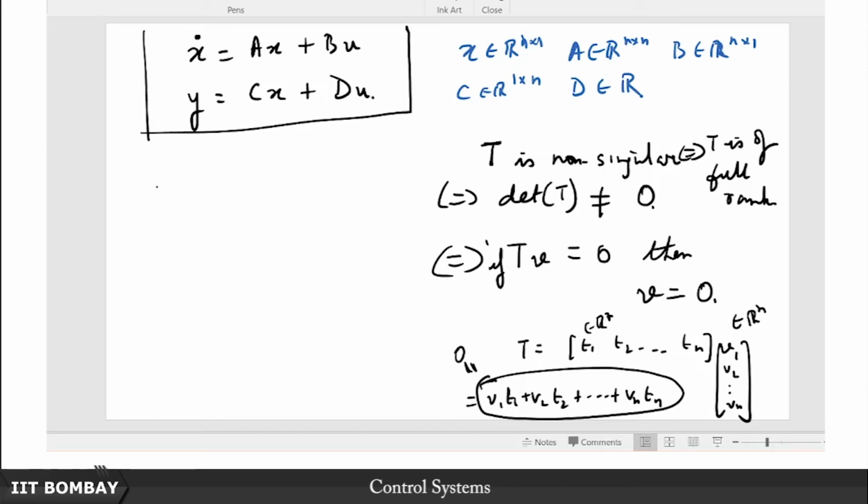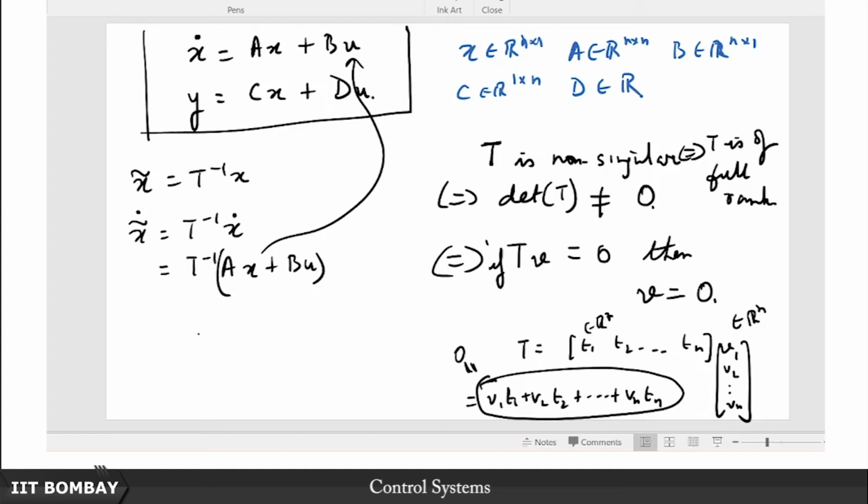Now what if I pass x tilde is equal to T inverse x. Let us see what x tilde dot is. That is going to be T inverse x dot, which is T inverse times Ax plus Bu, substituting from the original system. So that is going to be T inverse Ax plus T inverse Bu.